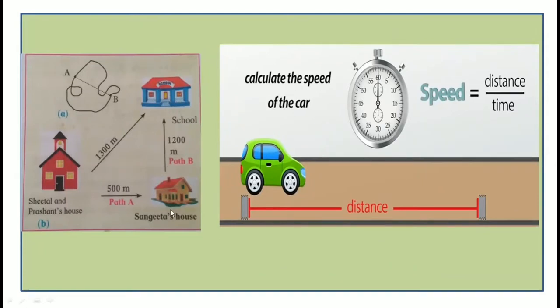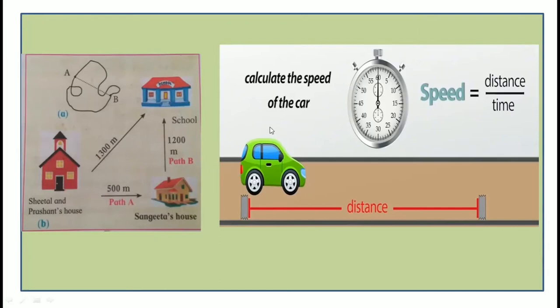If they do not come together, and Sangeeta or Prashant comes directly to school, then it is a move of 1300 meters. And if they move together, Sital comes to Prashant's home, and Prashant and Sital come to Sangeeta's home, that is 500 meters. Then again they move to school, that is 1200 meters. Then you have to identify the distance and displacement of that place.